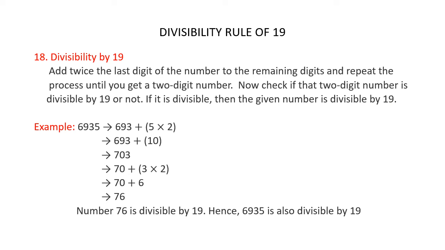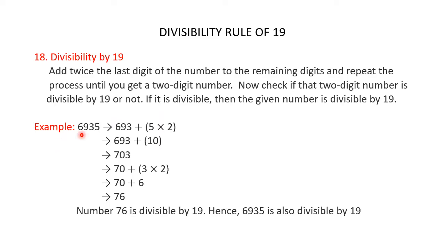So to check whether a given number is divisible by 19, you have to consider the last digit of the number. Multiply the last digit of the number with 2 and then add the answer to the remaining digits. You have to repeat this process until you get a 2-digit number. Now check whether this 2-digit number is divisible by 19. If it's divisible by 19, then the given number is also divisible by 19. Let's understand this better with an example.